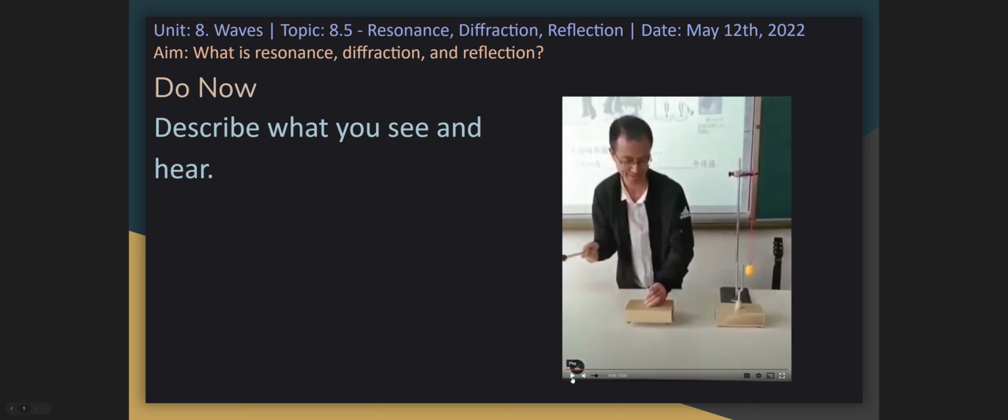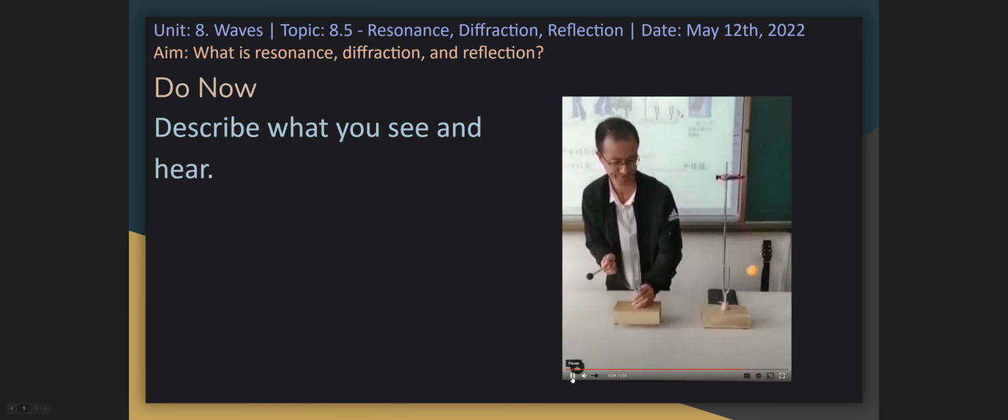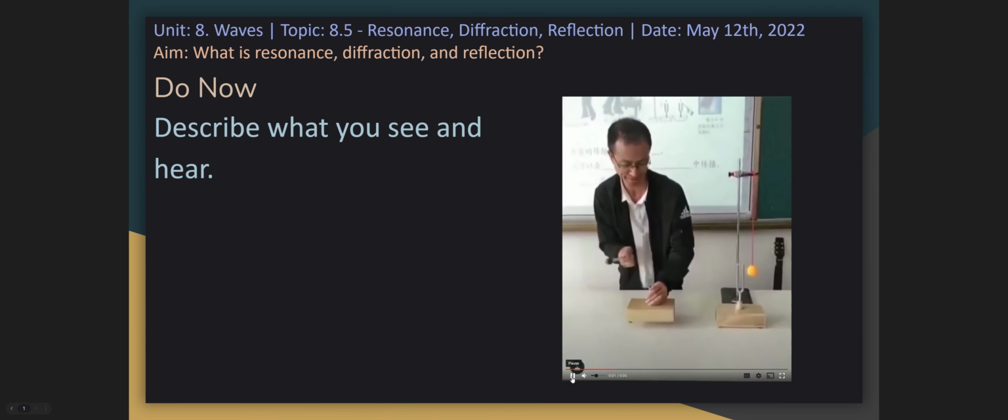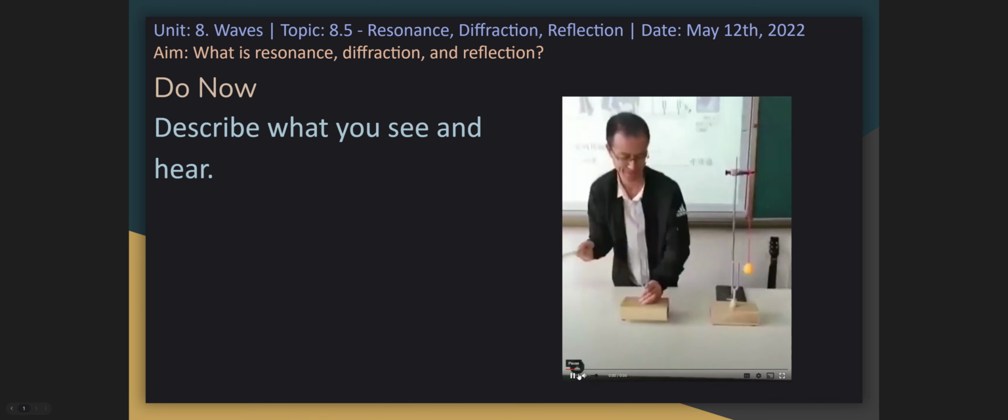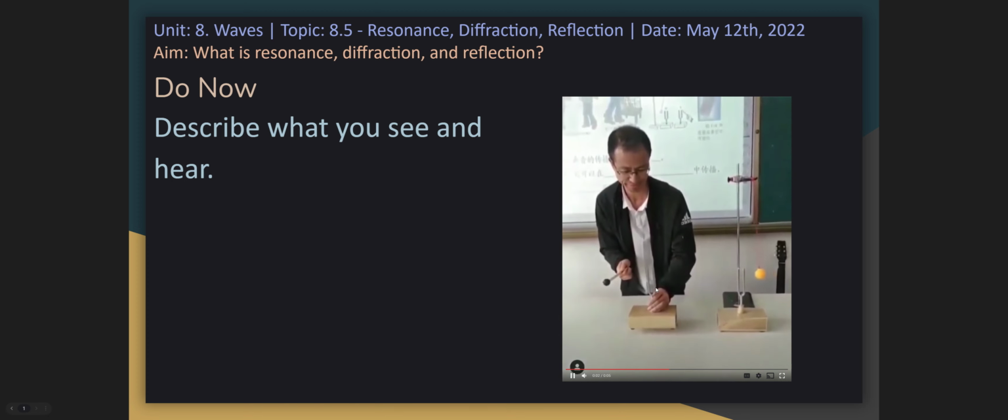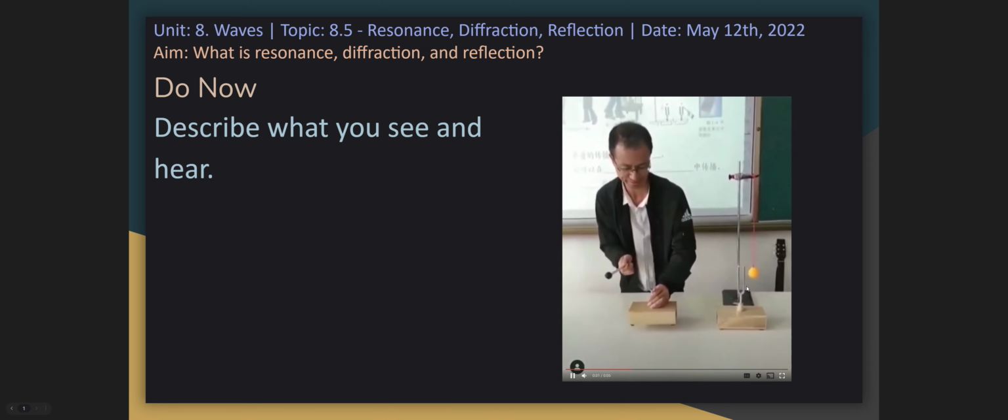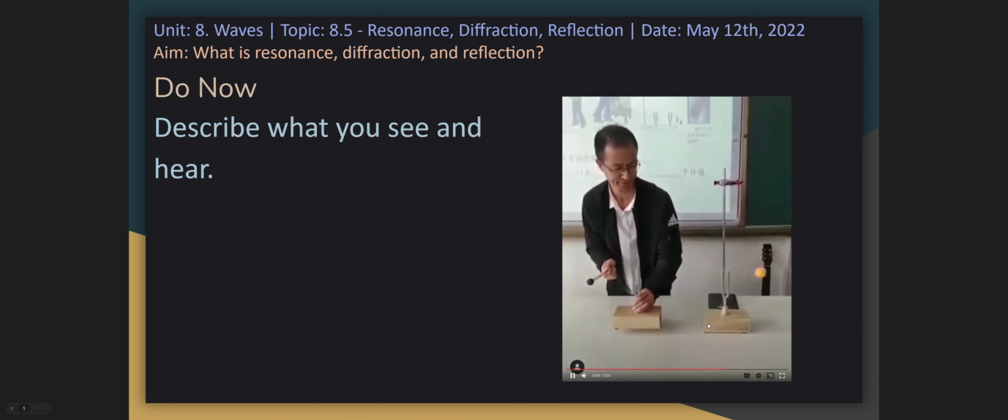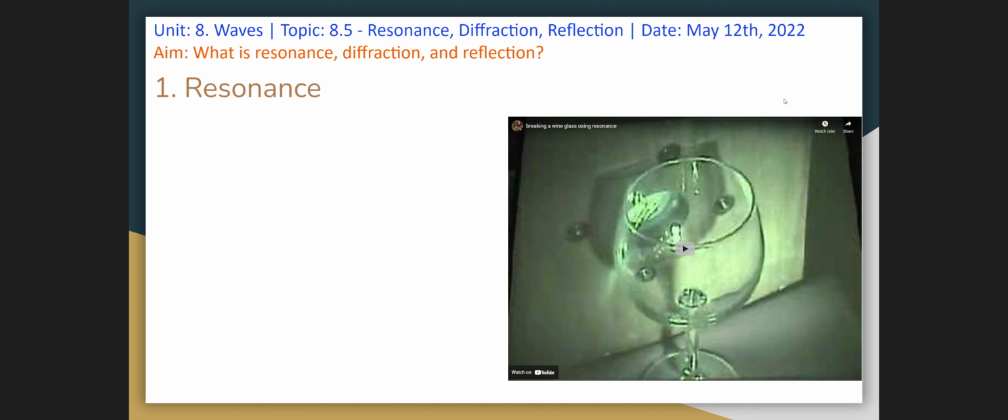Now, when he hits the first tuning fork, what do you see happen? Well, you see the ball being hit, and then it keeps going to the right. And why does that happen? Well, hitting the first tuning fork creates sound waves, which cause the second tuning fork to vibrate. And once the second tuning fork vibrates, the vibration hits the ball and causes the ball to move outward. And this is something known as resonance.